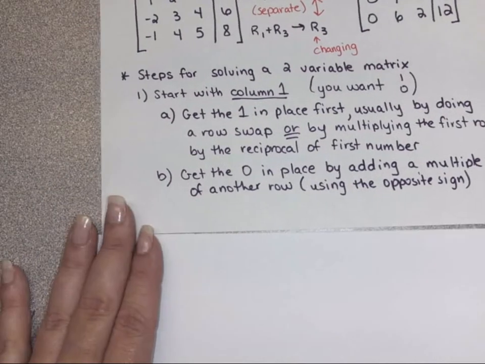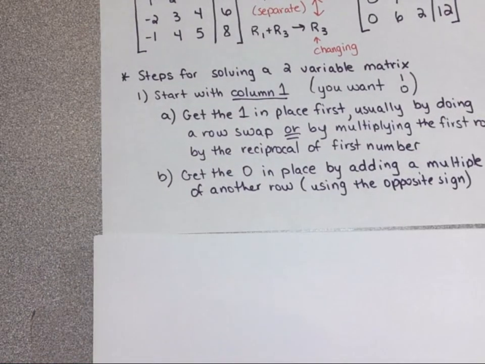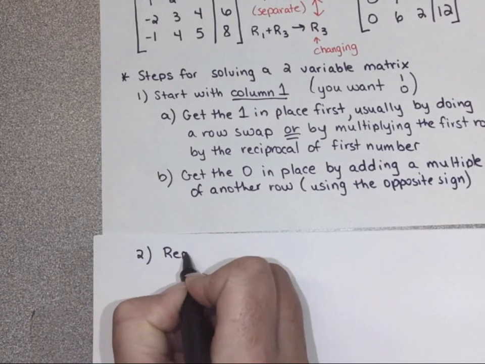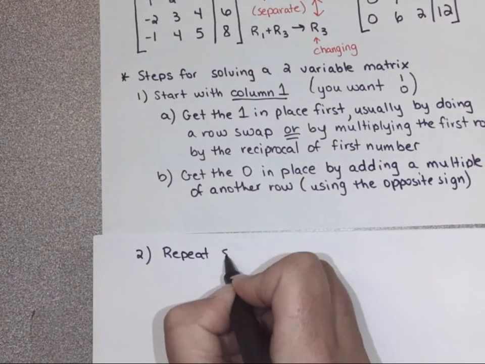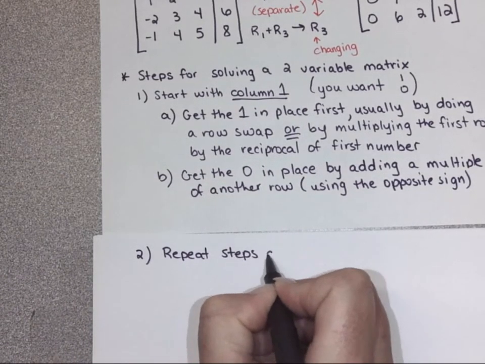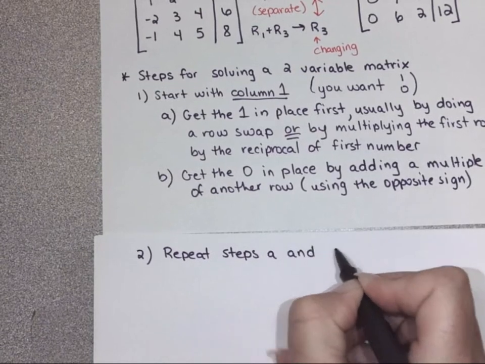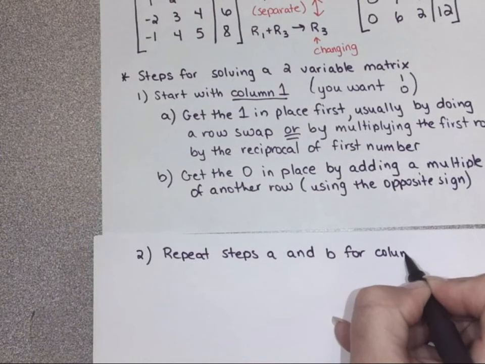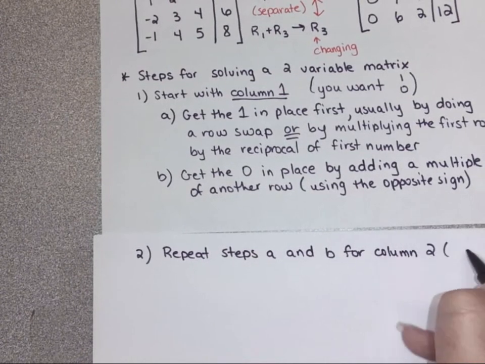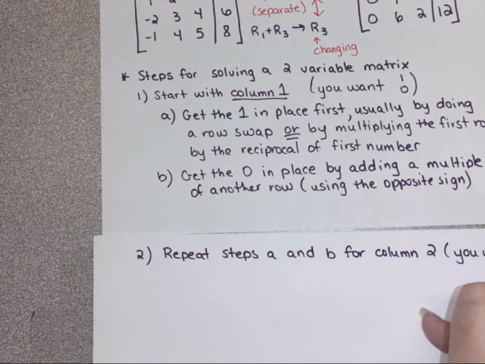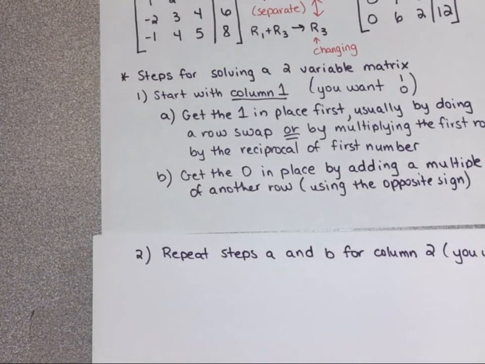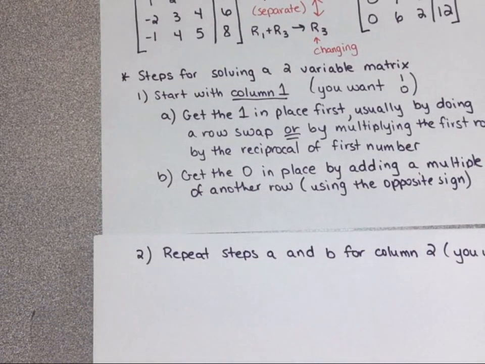Okay, so notice if you complete step 1, then the first column looks correct. So the second step is you're going to repeat steps A and B for column 2, but just remember what you want column 2 to look like is different, right? What do you want column 2 to look like? 0, 1, right? Because think about how it looks, right? The 1s are in a diagonal, so column 2 looks like 0, 1, okay?